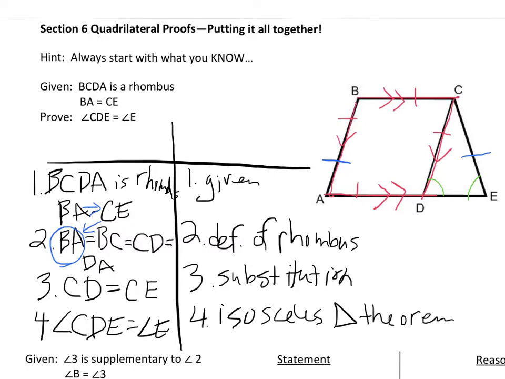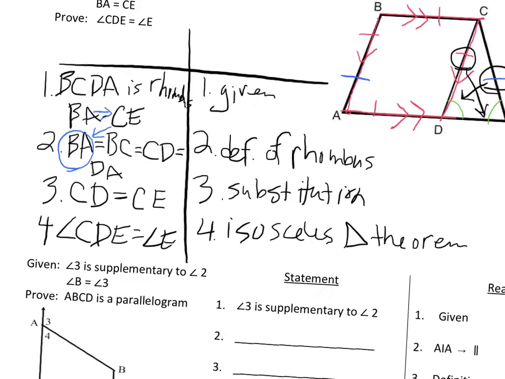Because the isosceles triangle theorem says that if this is the same as this, then these two angles, those opposite angles, are also going to be equal. Great, now moving on to example number 2.